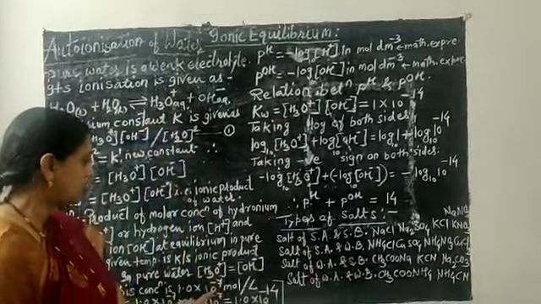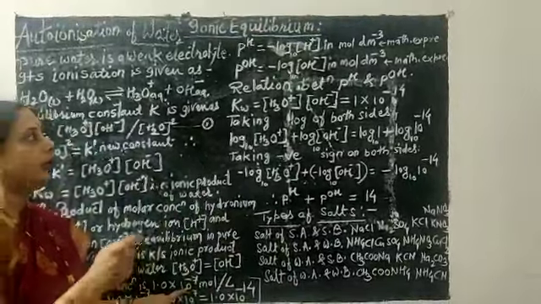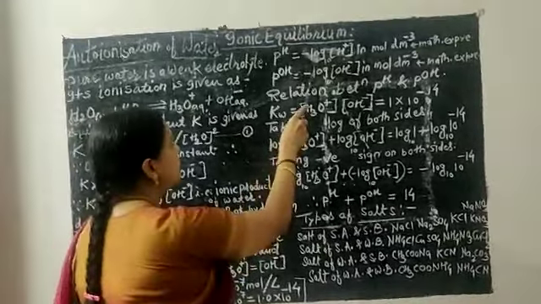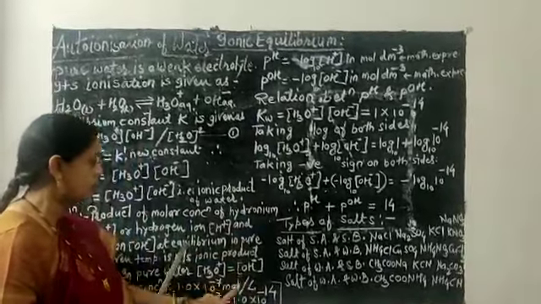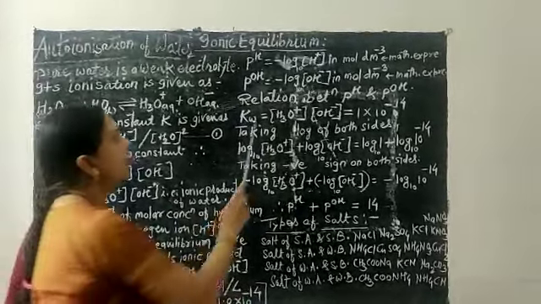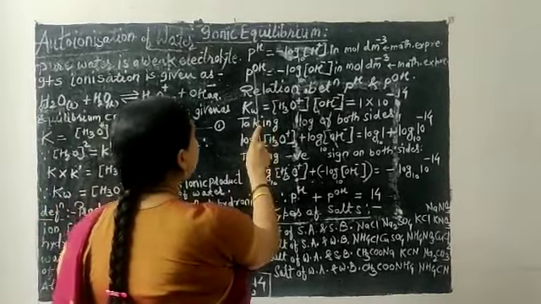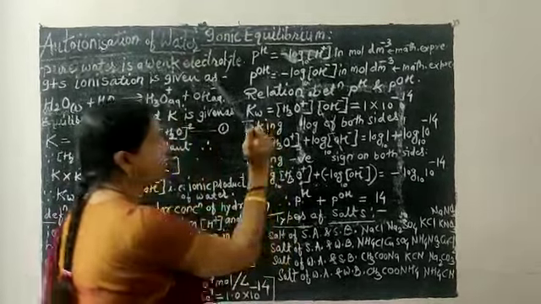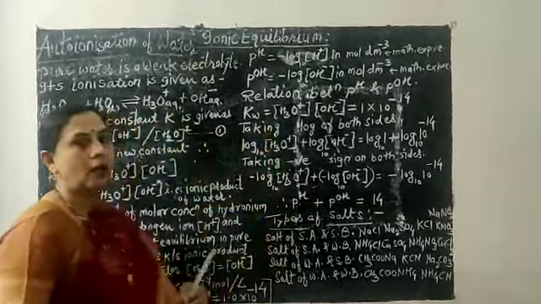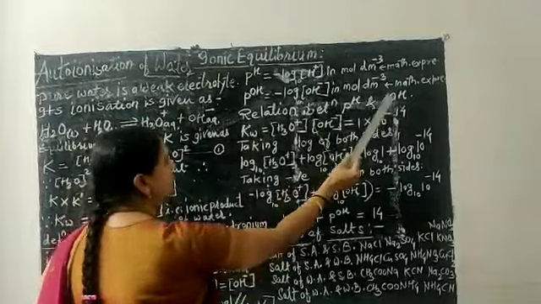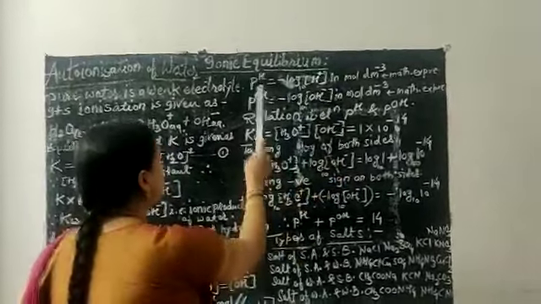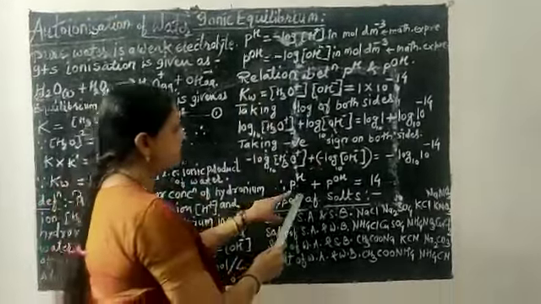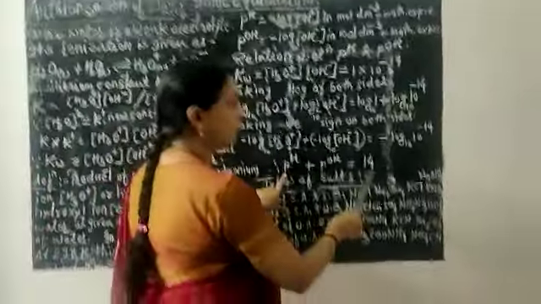The H3O plus ions concentration is 10 to the power minus 7. Its negative log is known as pH. In pure water, the OH minus ions concentration is 10 to the power minus 7. Its negative log is known as pOH. Now, another 2 marks question is there for you. That is, give the relation between pH and pOH. See here, you have to give the relation between pH and pOH. This is the relation: pH plus pOH is equal to 14.